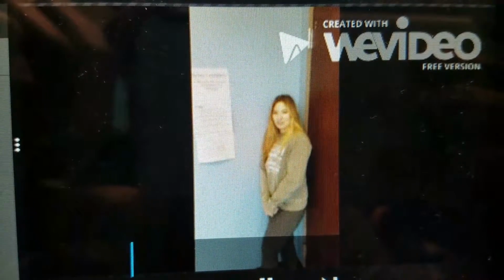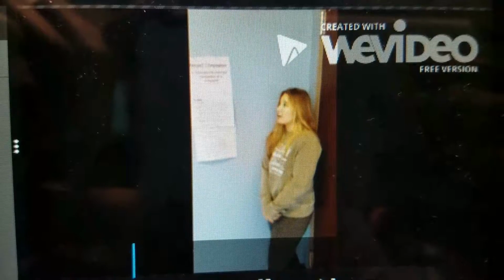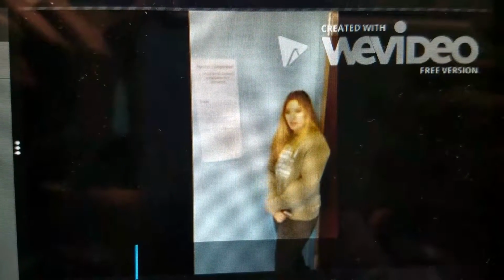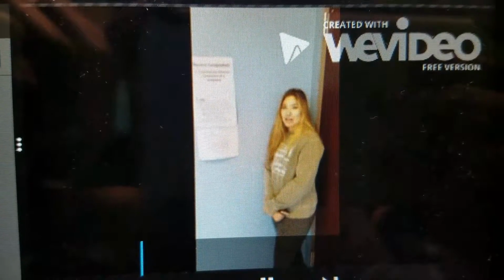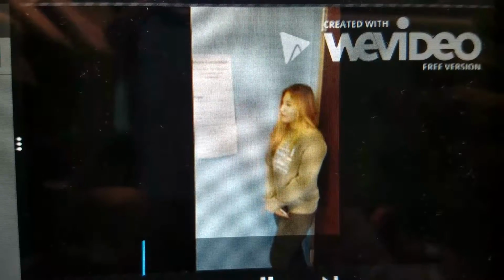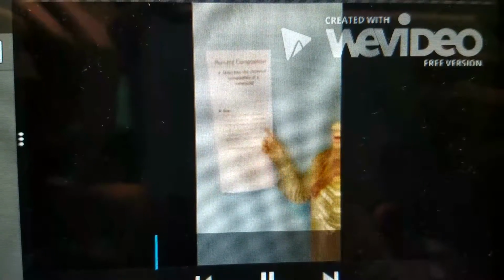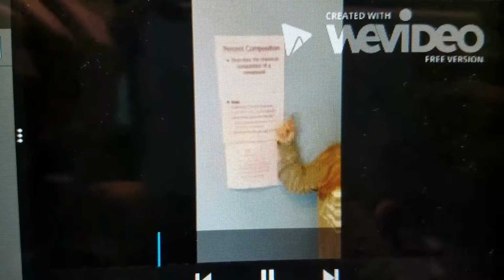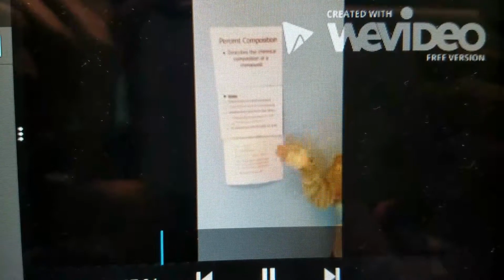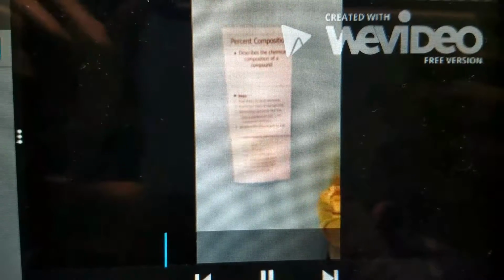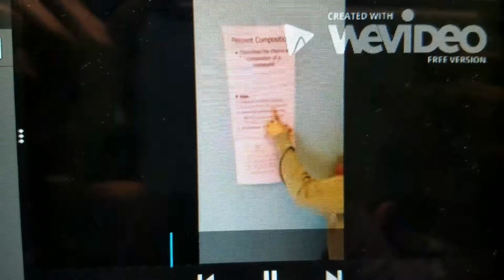Hi, I'm Payton, and the 3 formulas you need to know are percent composition, empirical formula, and molecular formula. They all bounce off of each other, and the very first one you need to know is the percent composition. So it basically describes the chemical composition of a compound. Step 1, you need to find the mass of each element. You can look at the periodic table, and the number under the element is its mass. So you find the total mass of the compound.